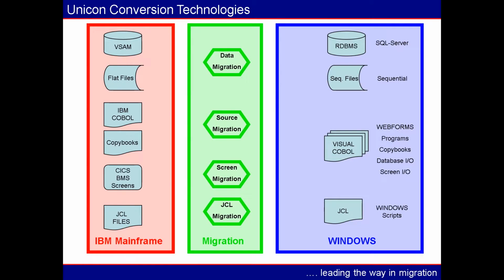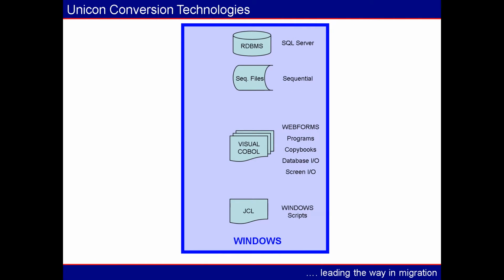The appropriate code and data converters that will perform the required conversion to these particular component sets will be selected from the large inventory of Unicon converters. The IBM code and the data will be read by the Unicon converters, and the converters will generate the Windows code and data components that were chosen by the customer. The migrated applications are now true Windows applications, constructed using the customer's chosen components.